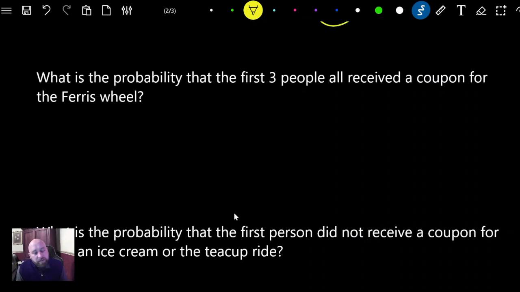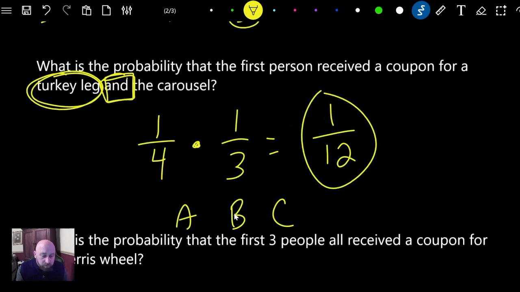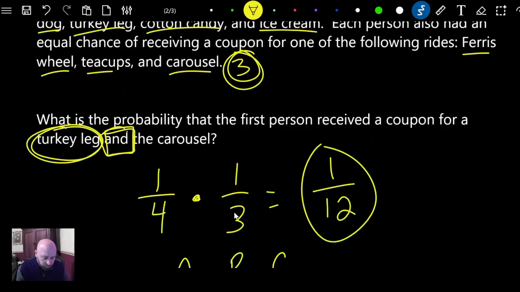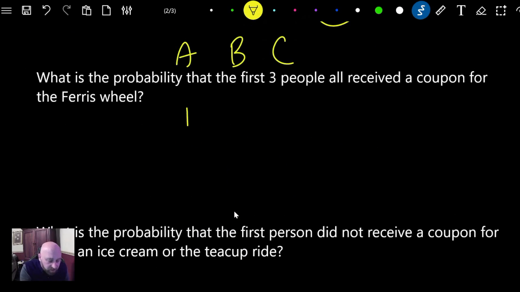What is the probability that the first 3 people all receive a coupon for the Ferris wheel? Now, this one's a little bit interesting because we have to think through this. The first 3 people. So, in other words, let's call them person A and person B and person C. So, person A gets a Ferris wheel. Okay, what's the probability that person A gets a Ferris wheel? How many Ferris wheels were there? 1 Ferris wheel. How many total rides were there? 3. So remember, that's 1 out of 3. So A is going to be 1 out of 3.